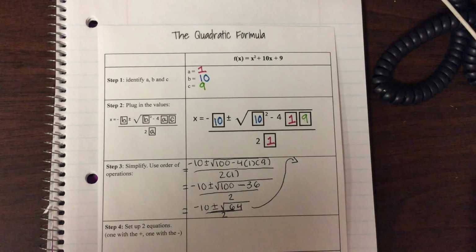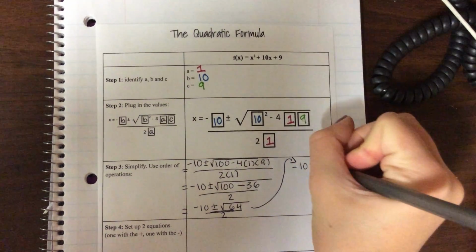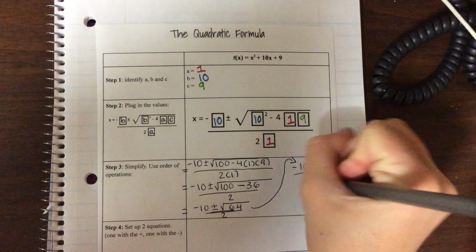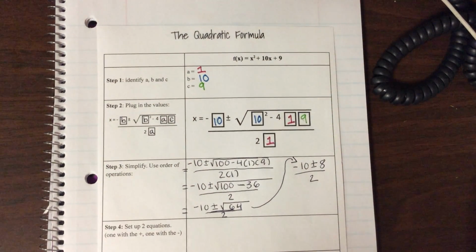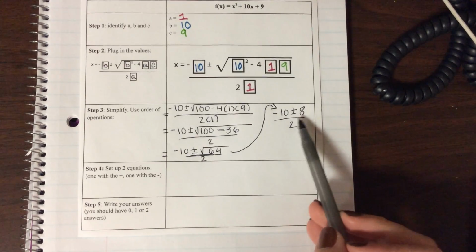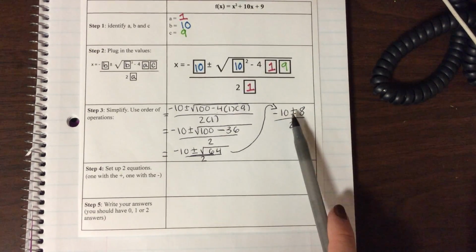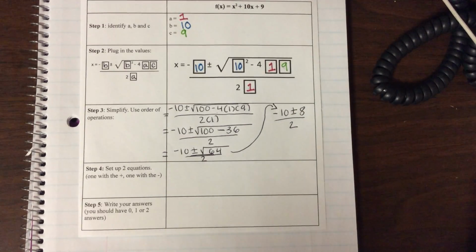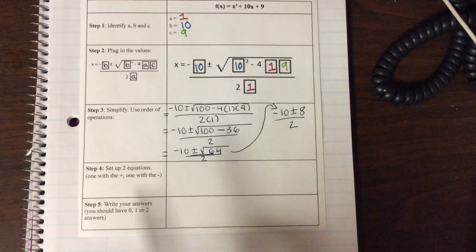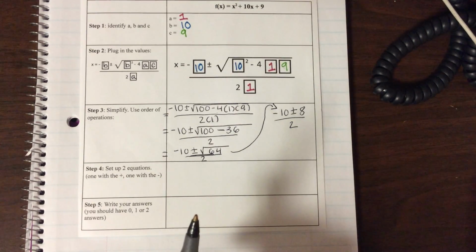Okay, so the square root of 64 is 8, so we have negative 10 plus or minus 8 over 2. And this is where we move into our new territory. This plus or minus means that there's going to be two different answers. We could have negative 10 plus 8 or negative 10 minus 8. So we want to set up the two equations, one with the plus and one with the minus. This is how it always is. There's always two.